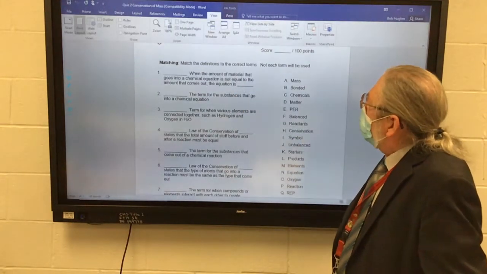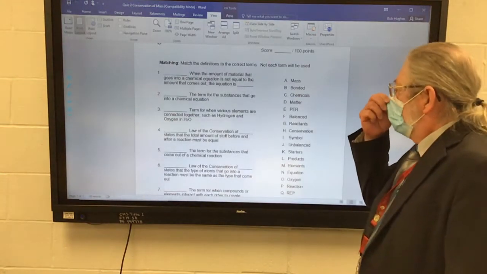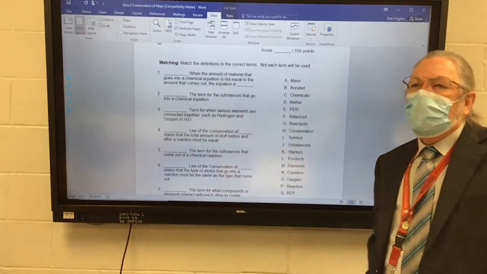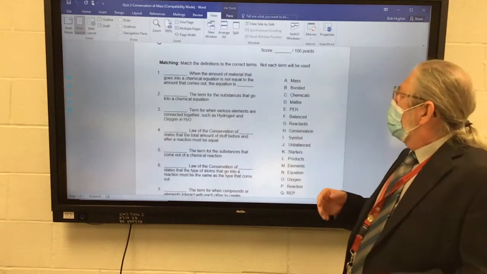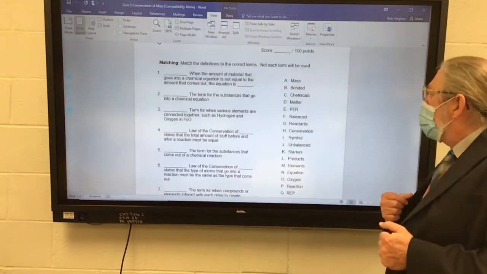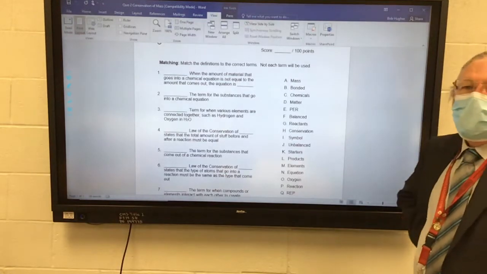When the amount of material that goes into a chemical equation is not equal to the amount that comes out, the equation is what? Balanced or unbalanced? We just looked at some of those that were balanced and not balanced. Which ones were balanced? Were they the ones that were equal or unequal?